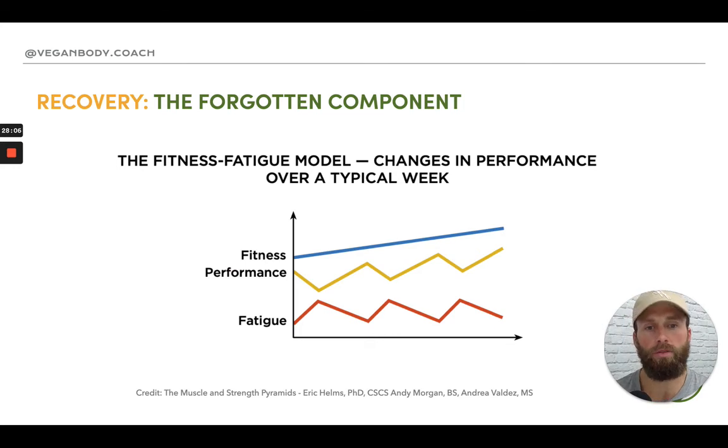So the fitness-fatigue model: changes in performance over a typical week. You can see here that fitness over a week consistently climbs, but fatigue and performance are going up and down throughout the week. But what we're looking at is that gradual climb of fitness. As you can see, we hit a training session, performance declines and fatigue climbs higher. Then we rest and allow fatigue to dissipate, and then performance climbs up again before we hit that next session, and it dips down again. And so we have this constant up and down of fatigue and performance.